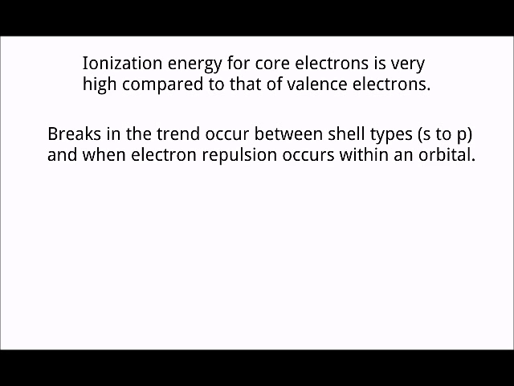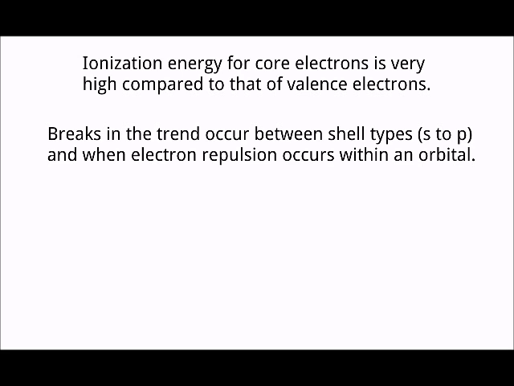And the other thing we want to note is that breaks in the trend occur between shell types, so S to P, when we go from the S orbital over to the first electron in the P orbital, and then when we have electron repulsion that occurs within an orbital. So we were looking at that P, where the nitrogen-oxygen was breaking, where the phosphorus-sulfur was breaking, etc., as we go down there. All right, so let's continue on.